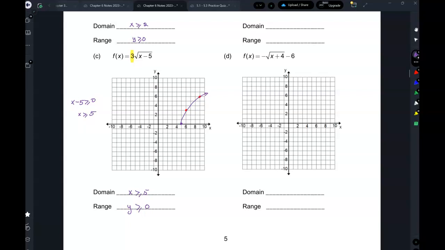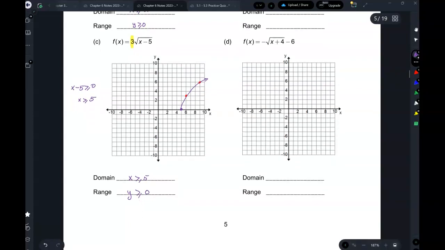Okay. All right, so next one. What's the domain for the next one? -4. Right, but what's the domain? Oh, the domain is greater than or equal to -4. x is greater than or equal to -4.